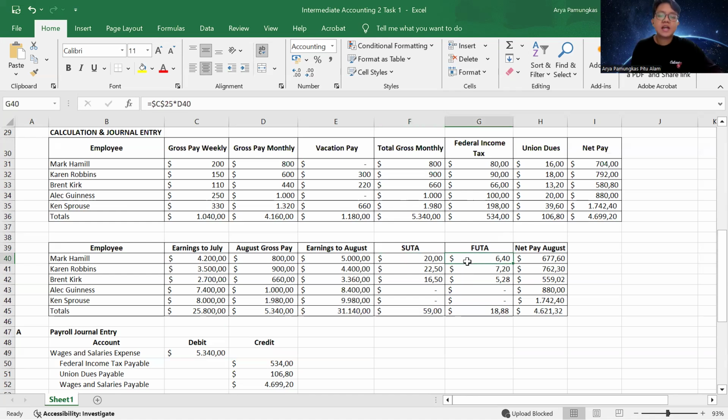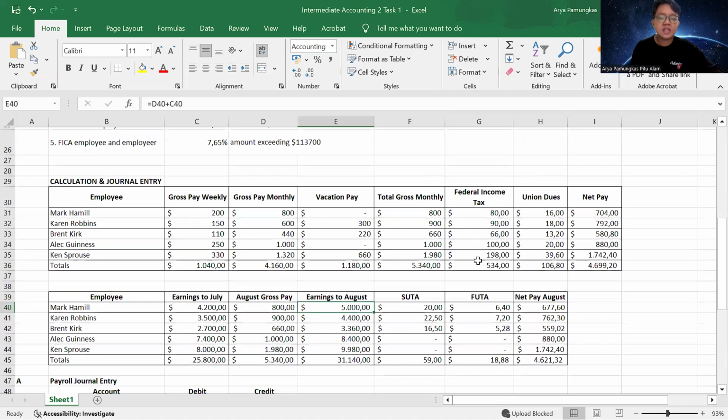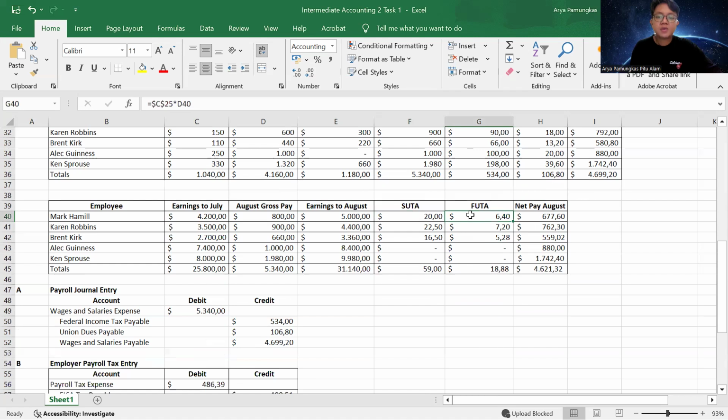As for the FUTA, we're gonna multiply the August earnings by 0.8%, and we will get the FUTA for Mark Hamill is $6.4, for Karen Robbins is $7.2, and lastly for Brent Kirk is $5.28. And we will get the net pay for every employee.